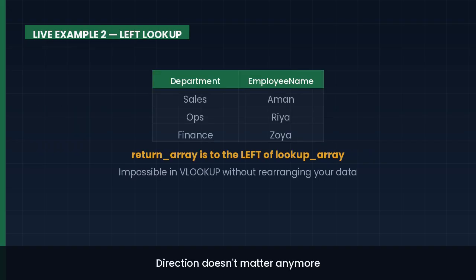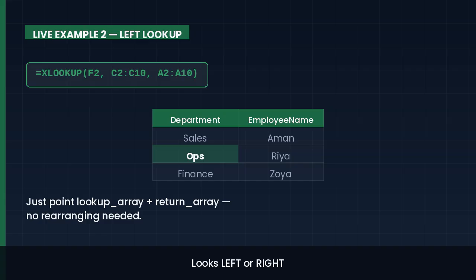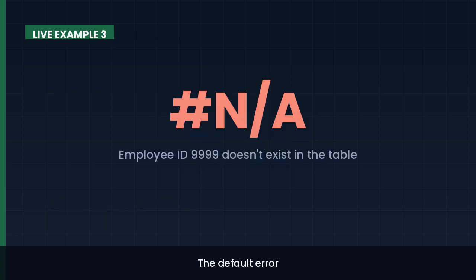Let's break VLOOKUP on purpose. Here, the column I want back, department, sits to the left of the column I'm searching, employee name. In VLOOKUP, this is impossible without rearranging your data. In XLOOKUP, I just point lookup array at employee name and return array at department. Direction doesn't matter anymore. Right now this throws #N/A.